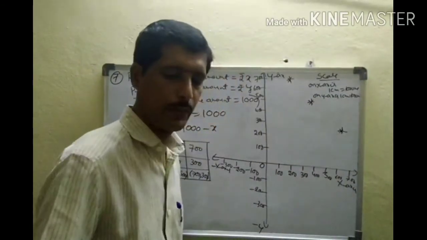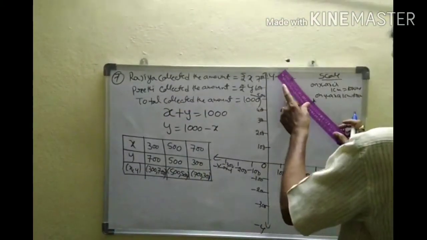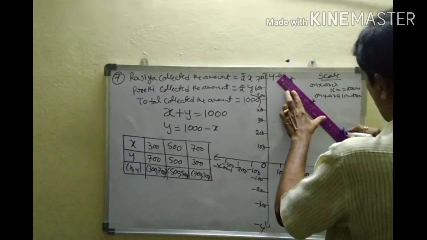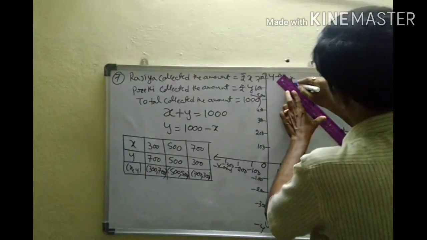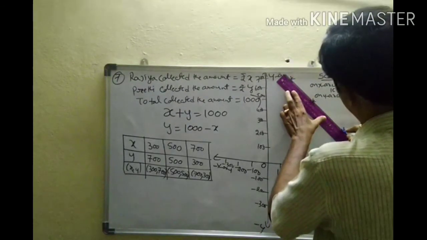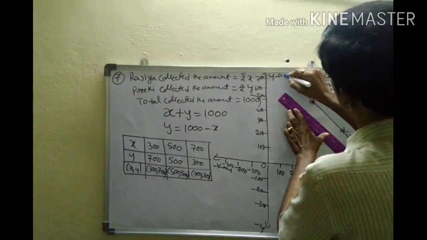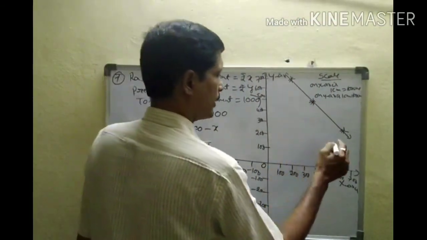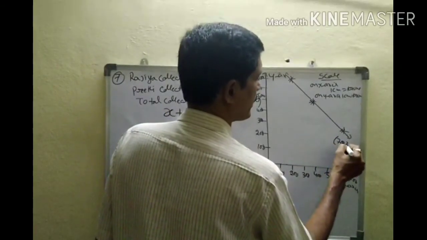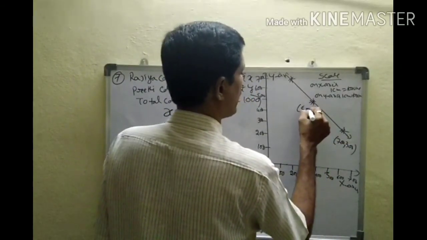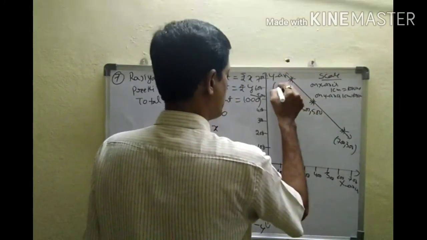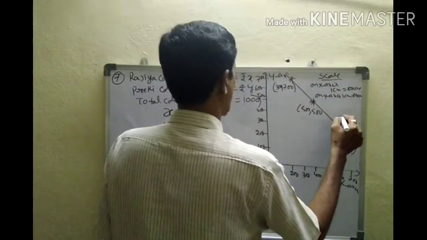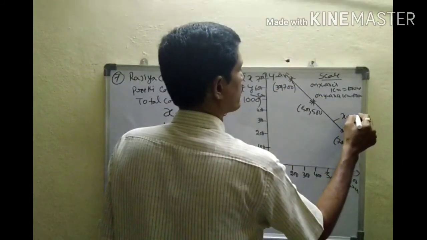We are joining these 3 points compulsorily by using the scale only. Therefore here the point is 700 comma 300. Here this is 500 comma 500. This point is 300 comma 700. The graph is x plus y equal to 1000.